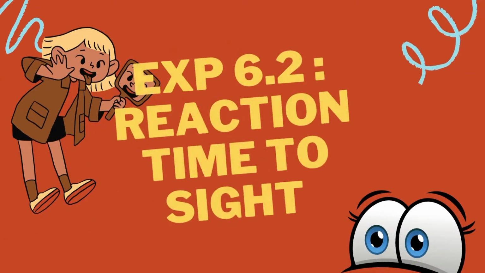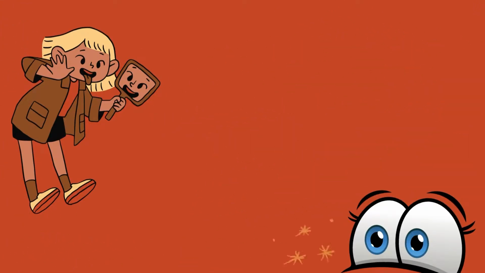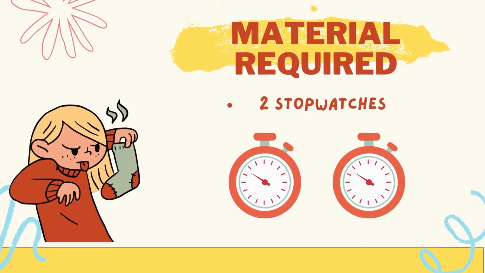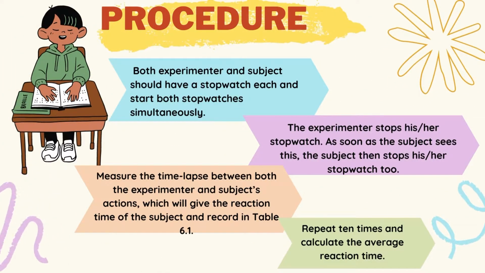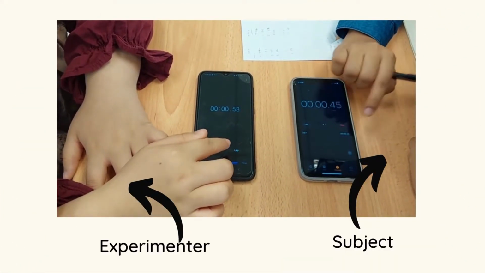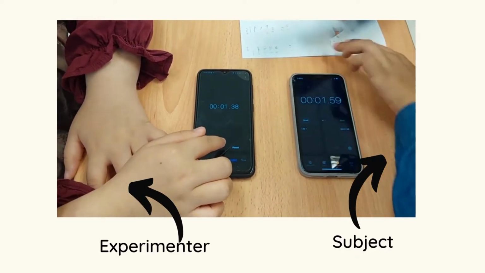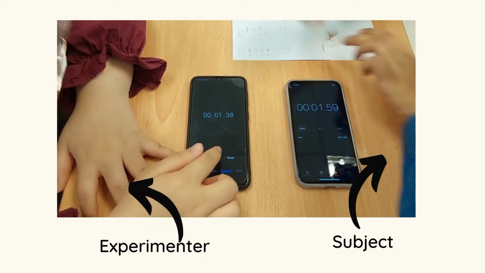The next experiment is reaction time to sight. The material required for this experiment is two stopwatches. Both the experimenter and the subject start their stopwatches at the same time. Then, when the subject sees the experimenter stop her stopwatch, the subject should stop her stopwatch too. The time lapse between the experimenter and the subject stopping their stopwatches is measured and recorded in the table.